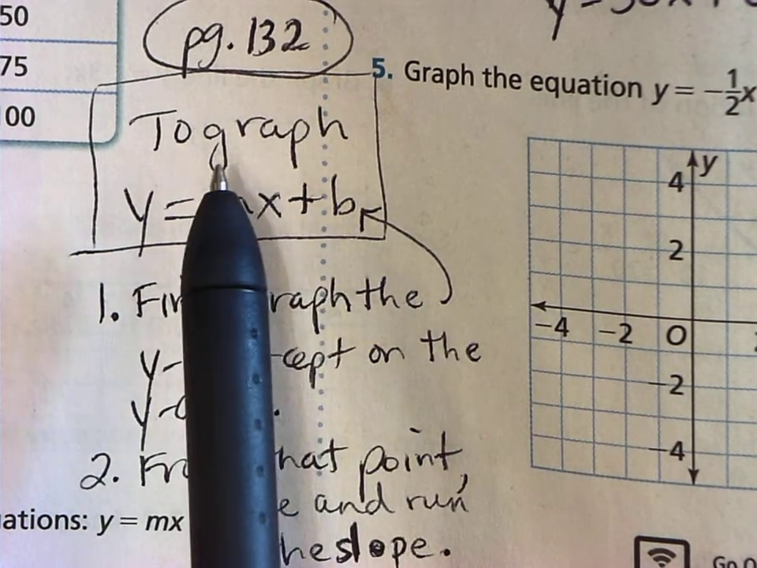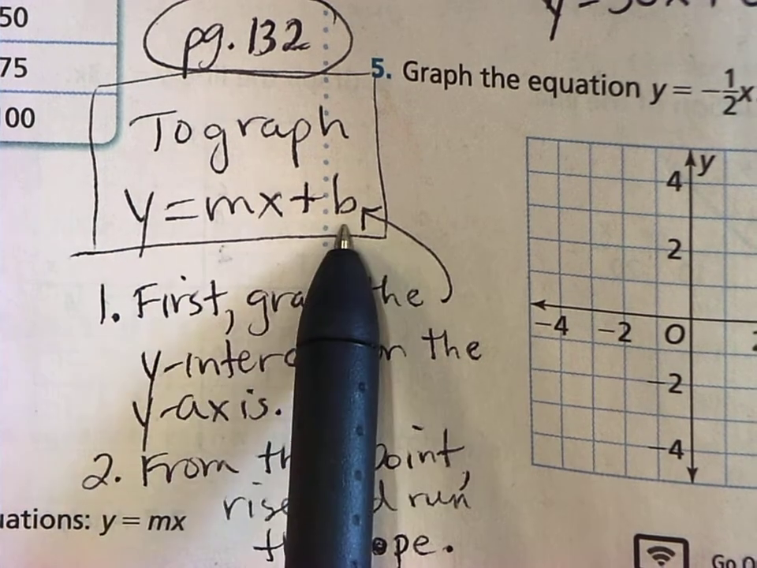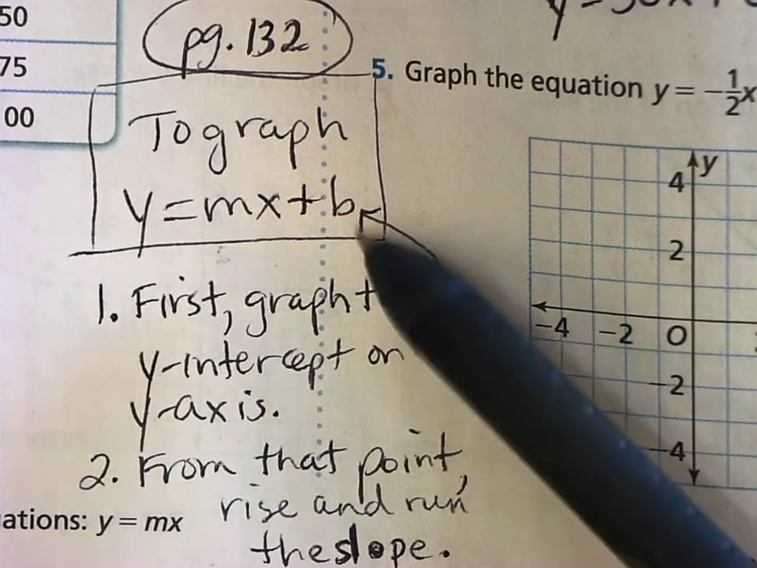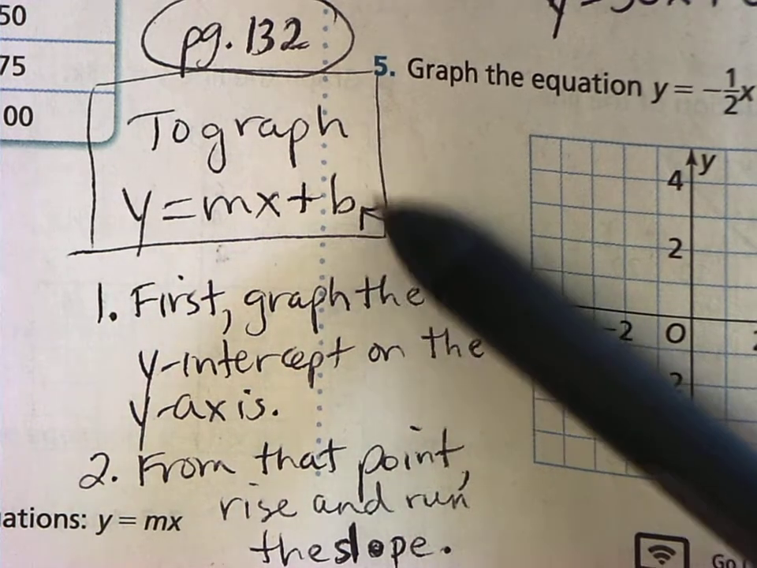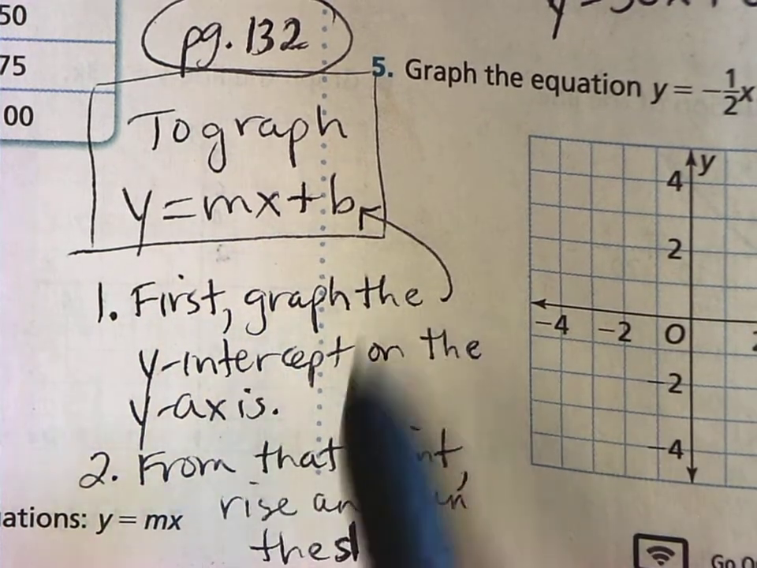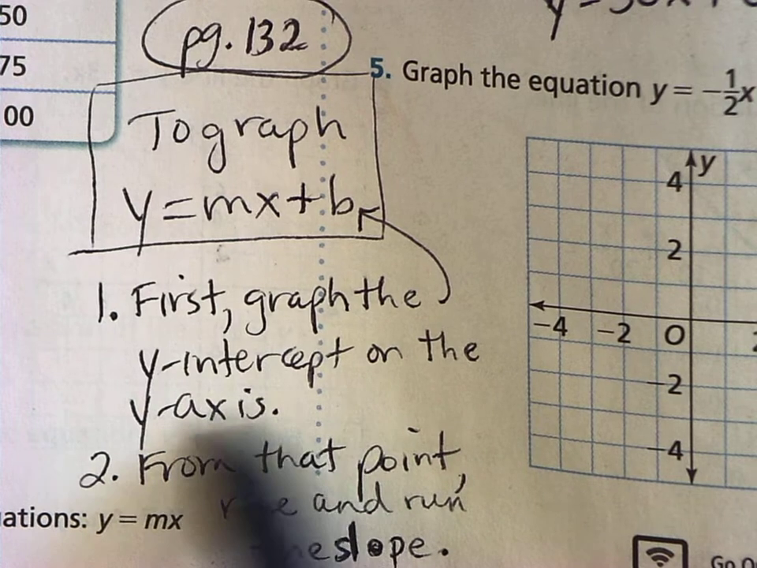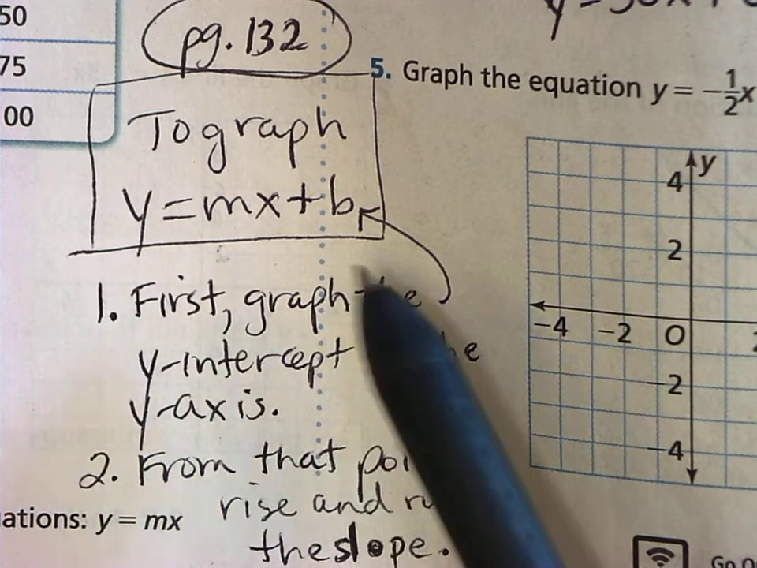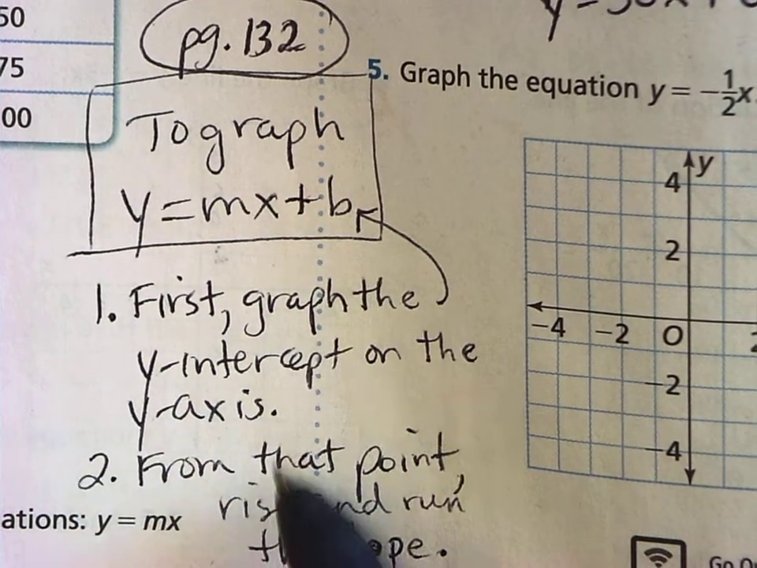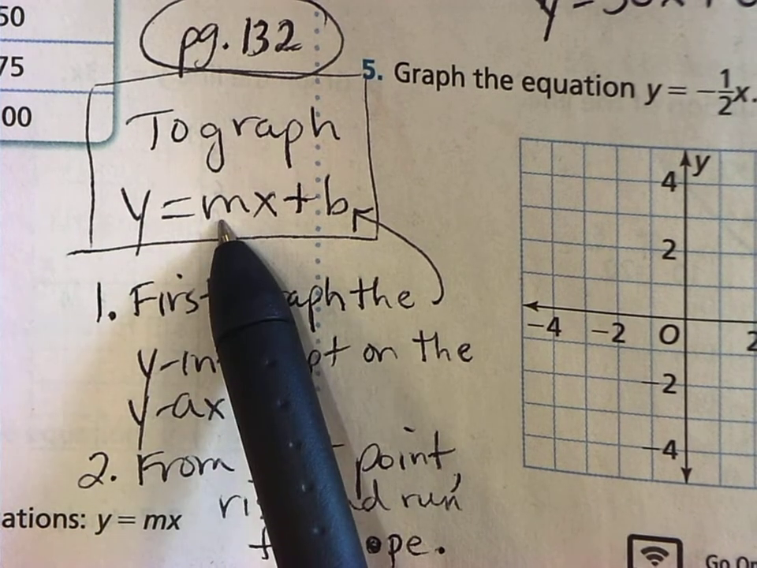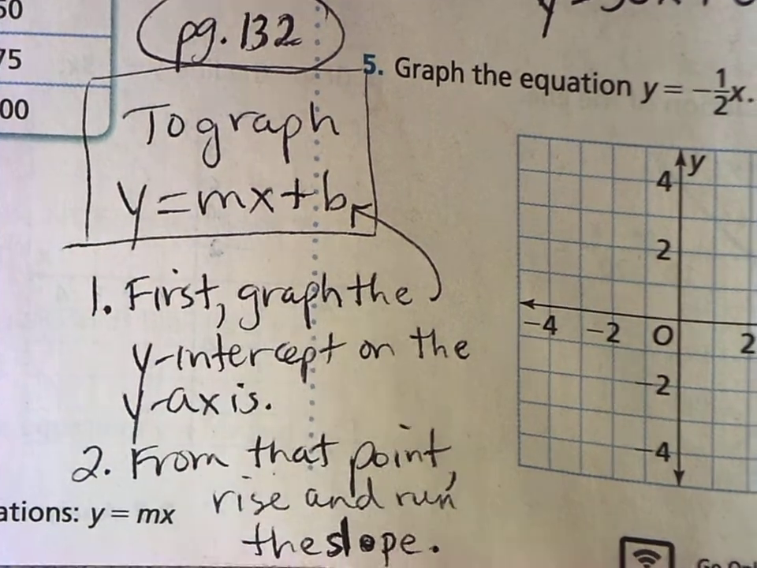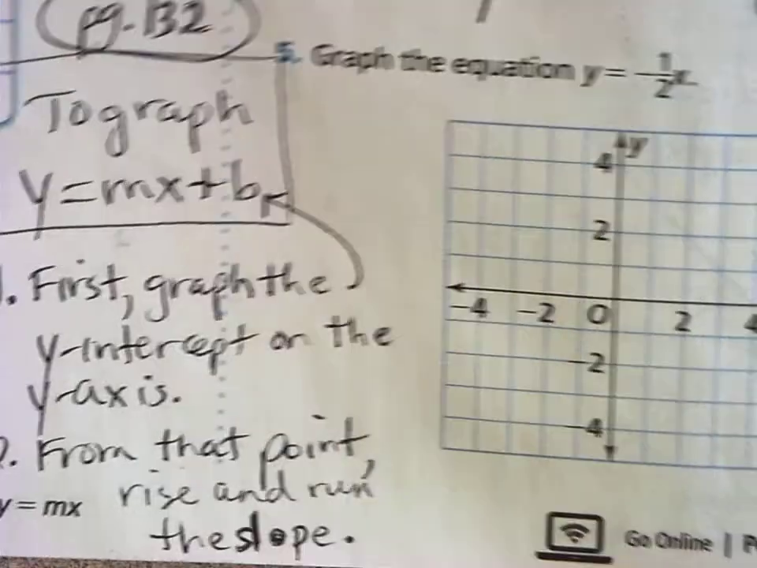Okay, so now in order to graph an equation in slope-intercept form, the first thing you need to graph is your y-intercept. This number is where your line crosses the y-axis. So the first thing is graph this number on the y-axis, right on the y-axis. Then from that point that you graph, you're going to rise and run your slope, the number next to your x. Okay, so let's take this first one and try that.